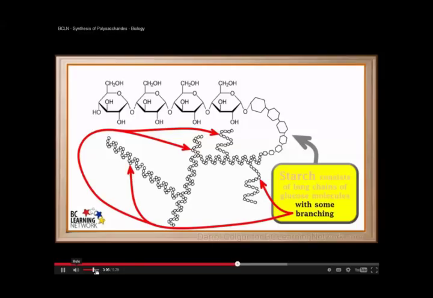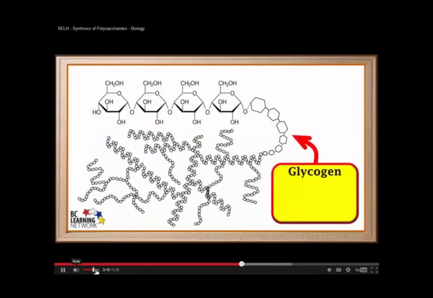Glycogen is another polysaccharide. You can see it has a lot more branches than starch. It is produced in animals rather than plants. When blood levels of glucose are high, the liver produces glycogen, which is a way of storing glucose for when it is needed. Glycogen is stored in the liver and in the muscle cells. Like starch, glycogen also consists of long chains of glucose units. But in glycogen, the chains are much more highly branched than in starch.